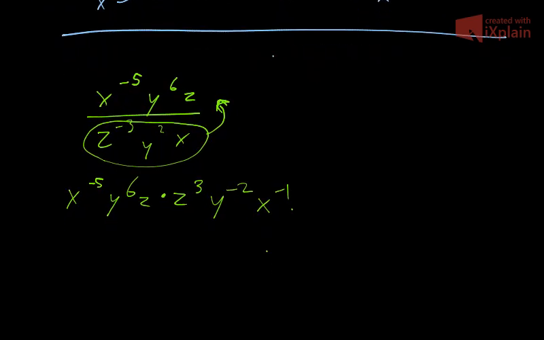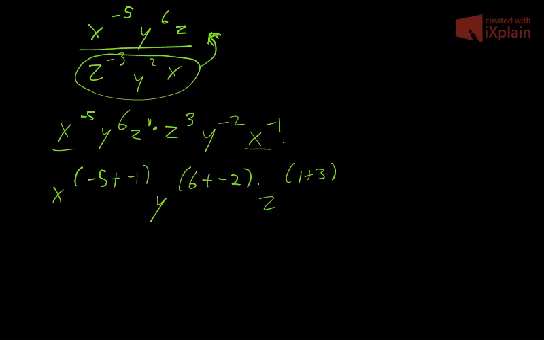So now I can combine these. I've got an x here and an x here. My negative 5 and negative 1 is going to be x to the negative 5 plus negative 1. I have a y to the 6 and a y to the negative 2, so it'll be y to the 6 plus negative 2. And I have a z to the first and a z cubed, which would be z to the 1 plus 3. After that, I just got to add these. Negative 5 and negative 1 is negative 6, so that's x to the negative 6. 6 plus negative 2 is 4, so that's y to the 4. And 1 plus 3 is 4, so it's z to the power of 4.